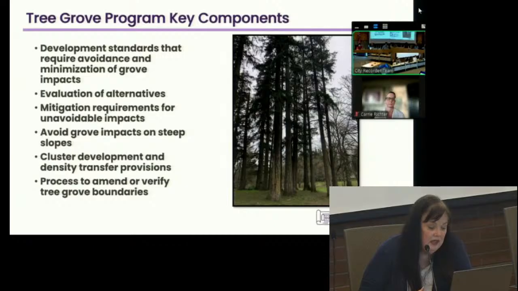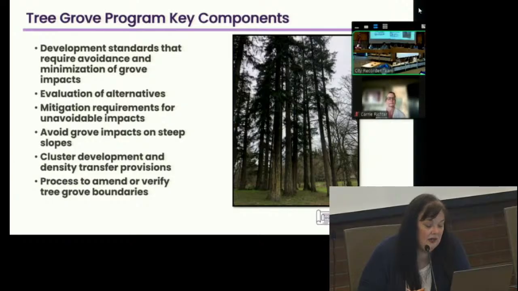Then there is an opportunity to evaluate alternatives. Someone who has a tree grove can come into the city and say, this is how I propose meeting your objectives that are in your zoning ordinance with an alternative tree grove mitigation plan, and they can bring that in for review. There are mitigation requirements for unavoidable impacts. There are times when there will be unavoidable impacts, so there's a mitigation piece to that, typically the replanting of trees, things of that nature.